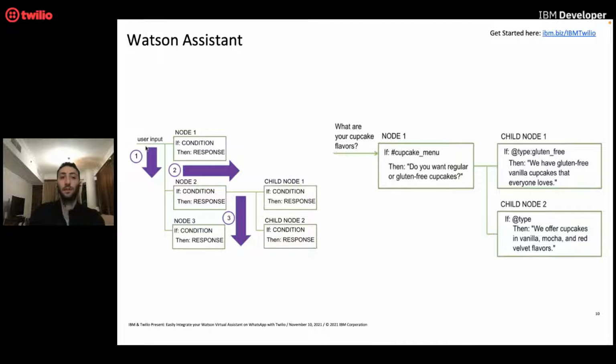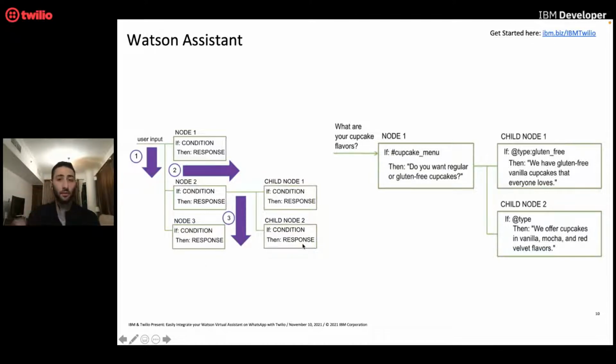Now, if it wasn't in this node, it will go ahead and check the other node. It will loop through all of these nodes to find the corresponding intent, and then it will enter that node and send us the response. And of course, we can have nested child nodes, and this can be much more complicated. But for now, I just wanted to give you a high-level view of how it works.